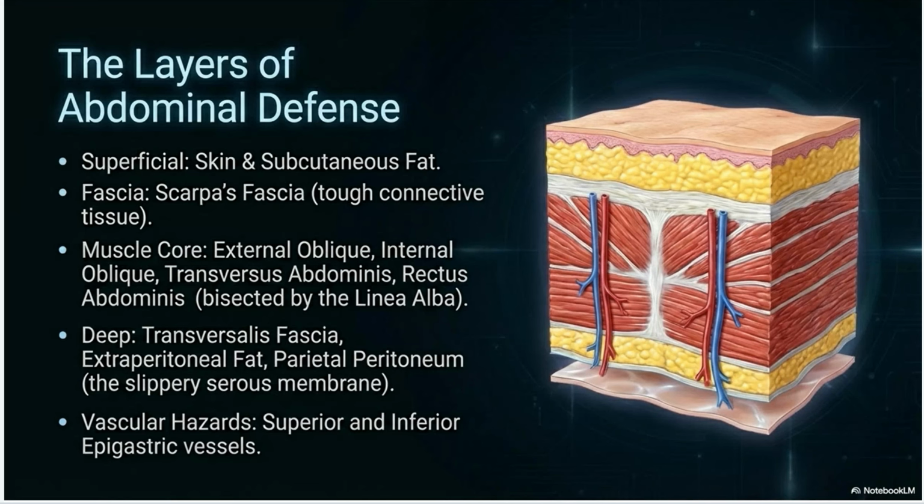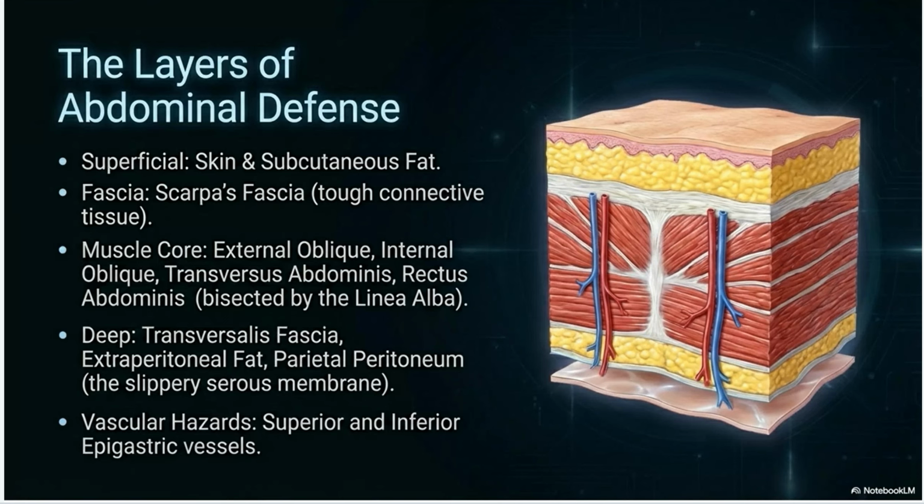The most superficial layer is the skin and subcutaneous fat, which provide the first line of protection against external injury and infection. Beneath this layer lies Scarpa's fascia, a connective tissue layer that helps provide structural support to the abdominal wall. Below the fascia are important muscle layers, including the external oblique, the internal oblique, and transversus abdominis muscles. These muscles help stabilize the trunk and assist with movements such as twisting and bending.